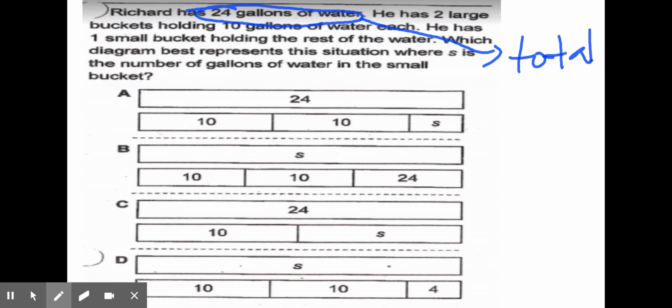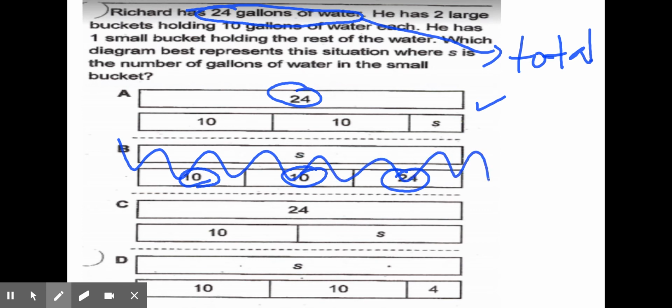Well, let's look at A. Is 24 up here in a row by itself? Yes. How about B? Is 24 by itself? No, it's with a 10 and another 10. So B's already wrong. How about C? 24 is by itself in a row, so I'm going to keep it. D doesn't even have a 24, so I'm going to go ahead and get rid of him. Again, if you know about total, that it has to be by itself or behind the equal sign, we got rid of half our choices.